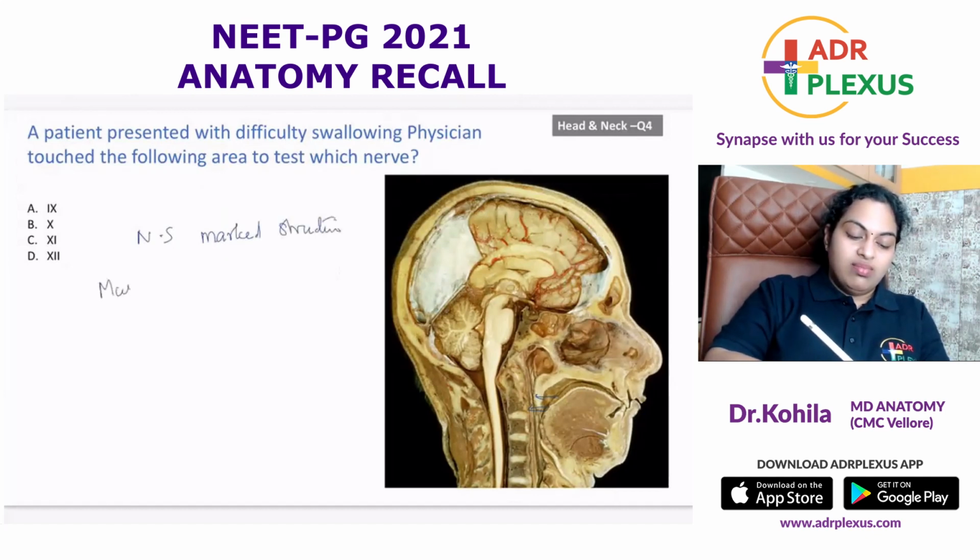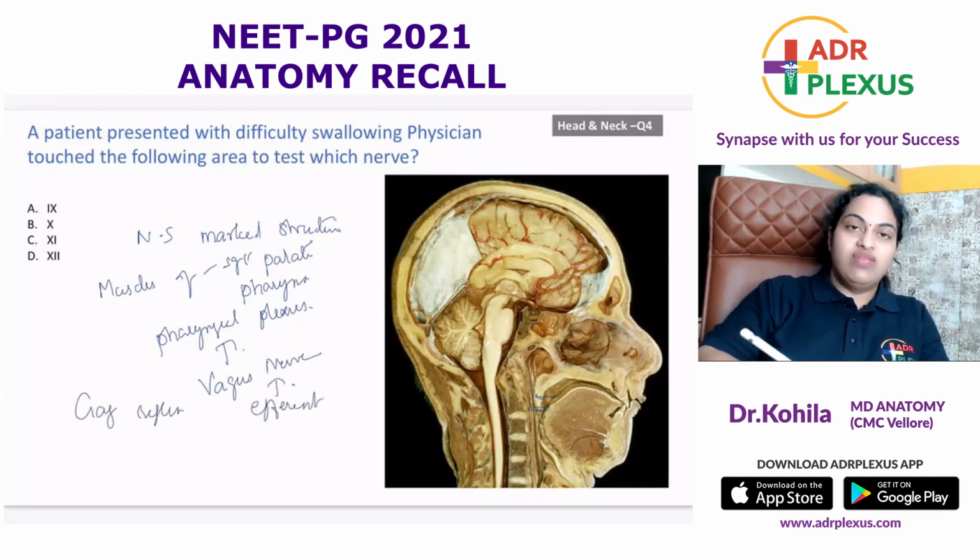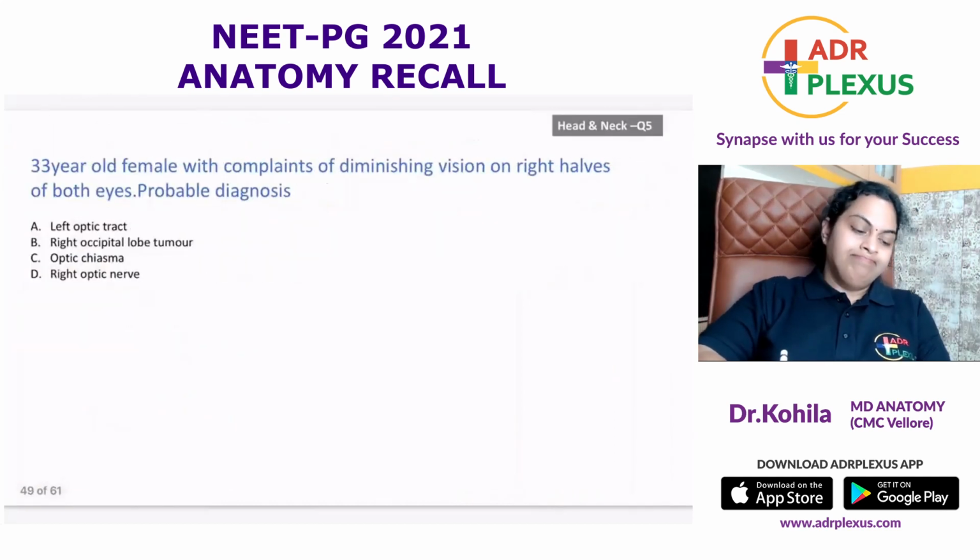you remember that the muscles of the soft palate and the pharynx are supplied by the pharyngeal plexus. The major contribution to the pharyngeal plexus comes from the vagus nerve. That's why in the gag reflex, the efferent component, we check the vagus nerve. So the most appropriate answer for this question will be the vagus nerve.